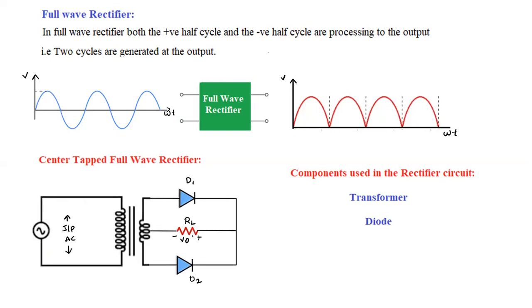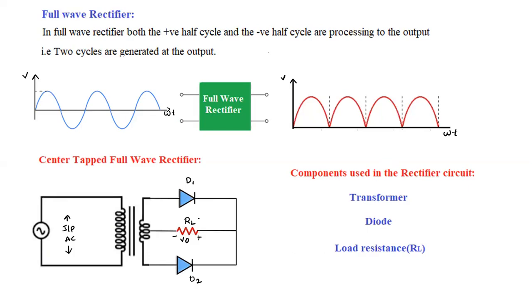Now we will see what the load resistance is. The purpose of the load resistance is to measure the output parameters at the output end. To measure the output voltage, we are using the load resistance here. So this is about the components used in the rectifier circuit. We have to write each and every component clearly: what is a transformer, what is a diode, and what is the load resistance.